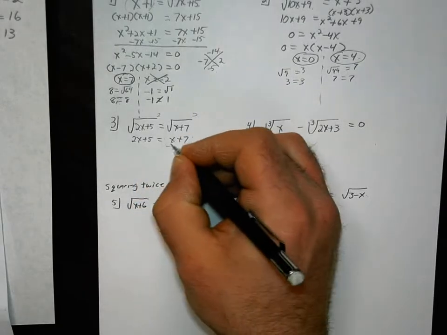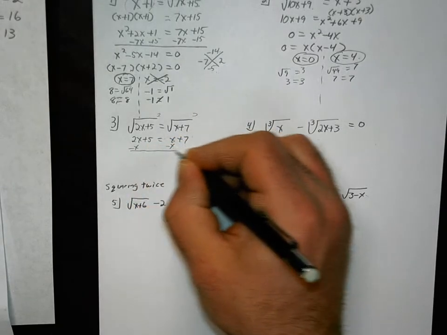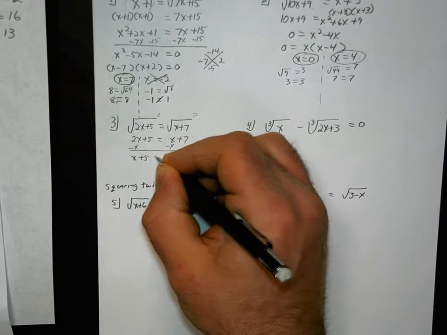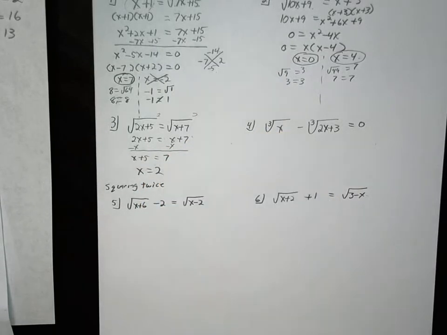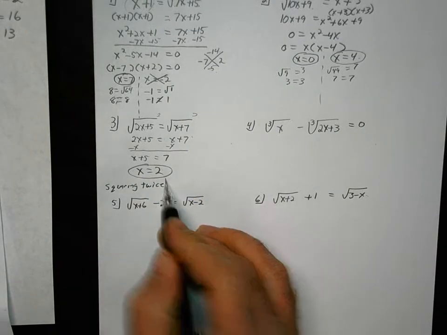Subtract x from both sides. So I get x plus 5 equals 7. Subtract 5, so I get x equals 2. So that's what I'm going to get on that one.